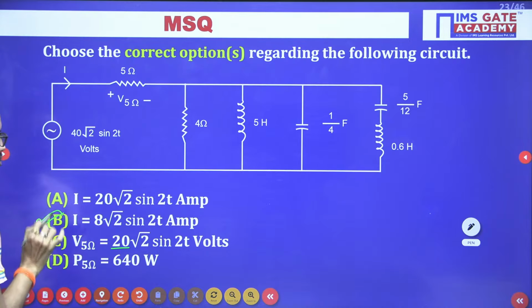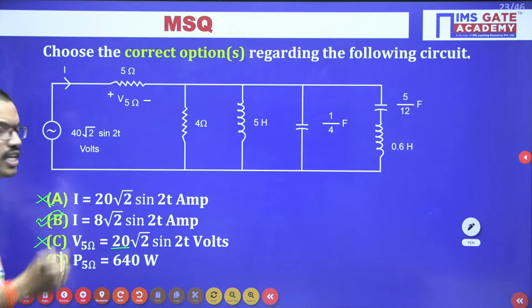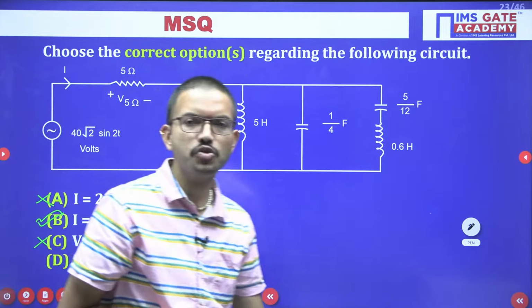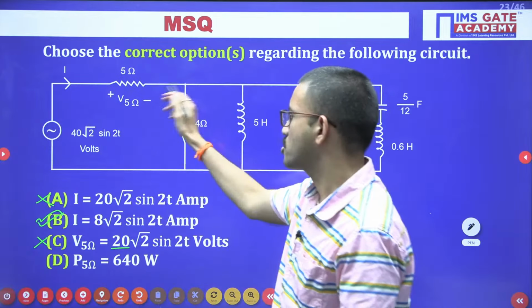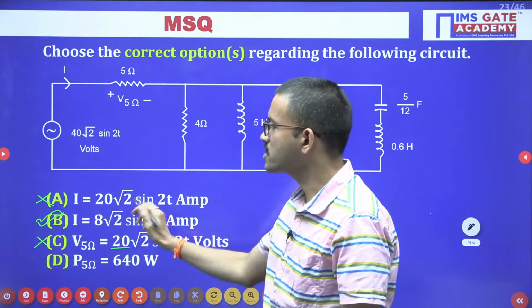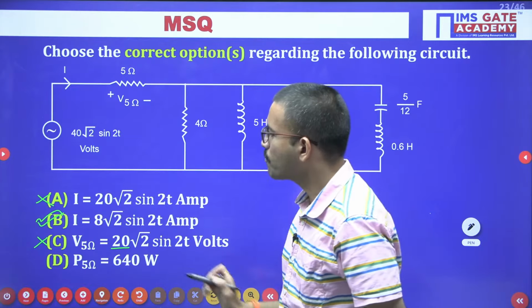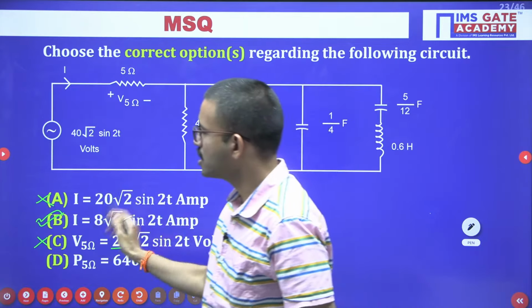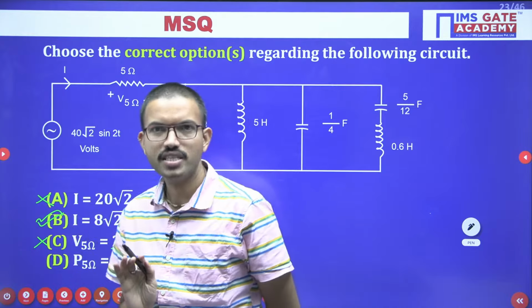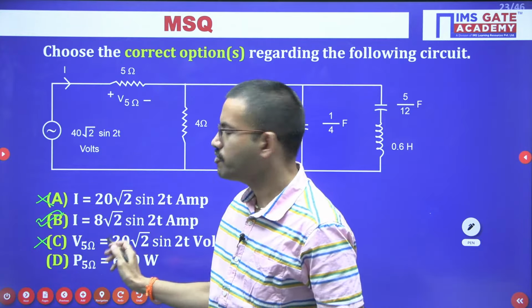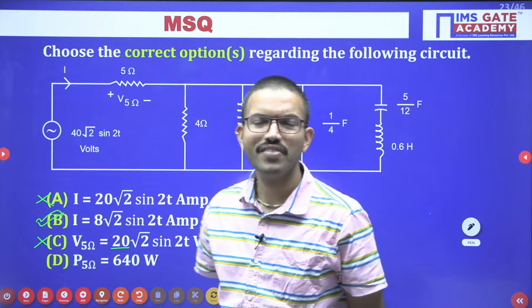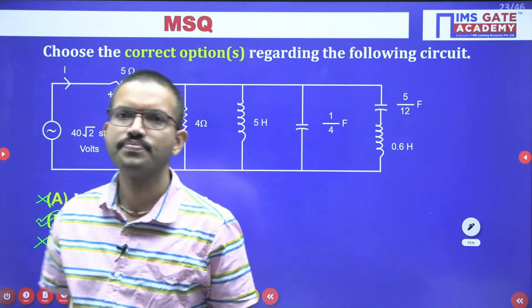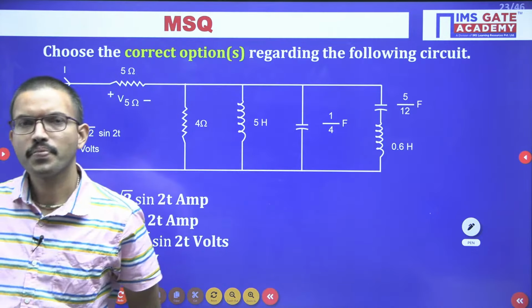Option B is matching. So the moment option B is matching, we can eliminate option A because both are related to current flowing through the 5 ohm resistor only. The moment option B satisfies, option A we can eliminate. As of now we have verified 3 options, out of which one option is correct. Now all of you give a try regarding option D, whether it is really correct or not.